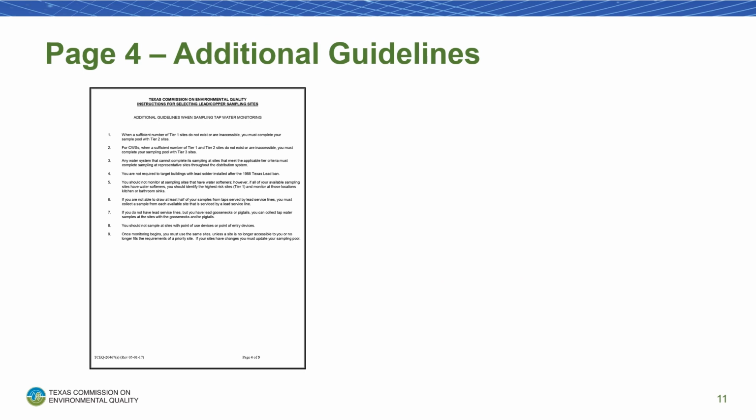Page 4 provides a list of additional guidelines that can be used to answer any remaining questions you may have that were not covered in the standard instructions. It may answer questions you have about how to choose a tier for sites with extenuating circumstances, such as what to do if your sites have goosenecks, pigtails, or what to do if your site has a water softener.